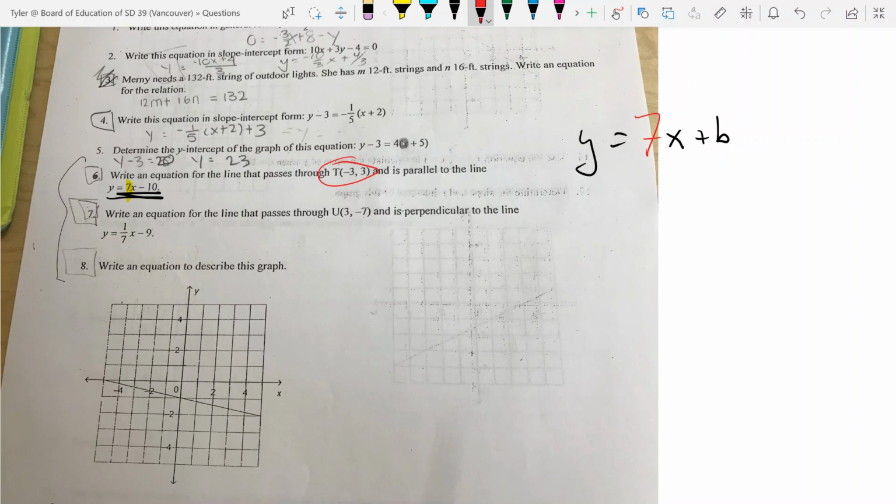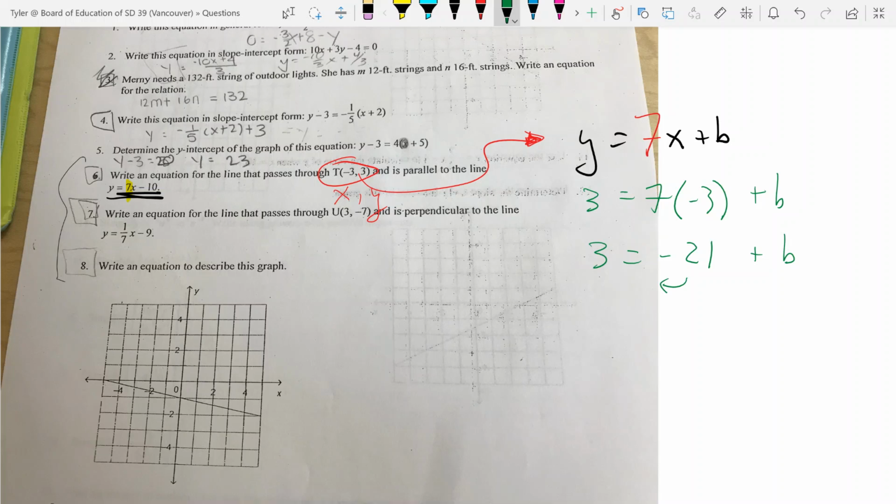Now, I know this is the point. So I'm going to sub this into the equation. This is x and this is y. So I'm going to sub those values into the equation where I know they go. So y is 3 and x is negative 3. Now I'm going to simplify a little bit. 3 equals negative 21 plus b.